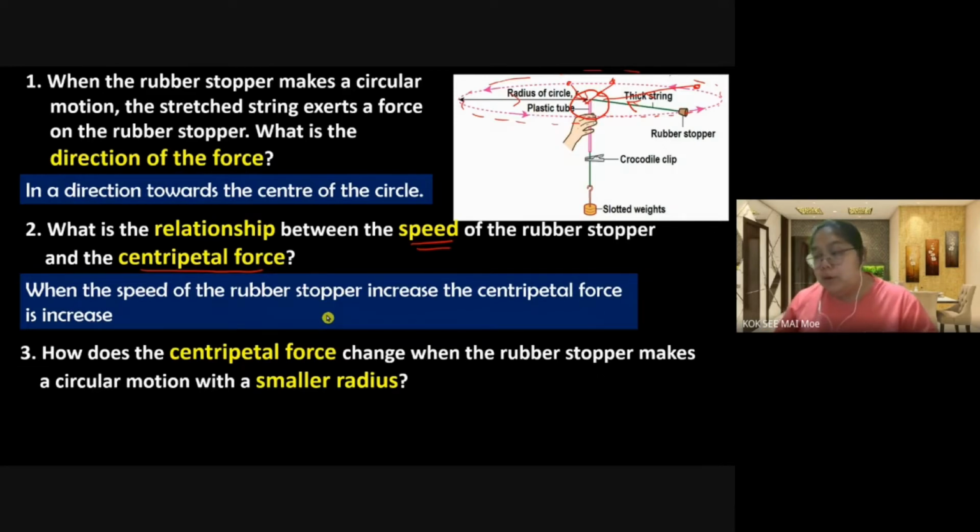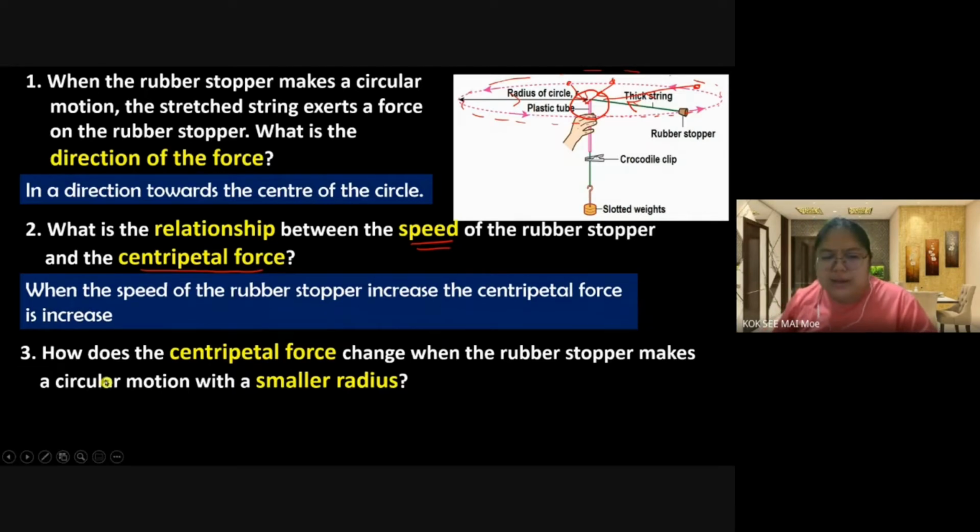Okay, because you need to hold it more tightly to prevent it from falling down, right? So when it's at a fast speed, you need to hold very strongly. So this is the centripetal force that keeps the rubber stopper moving, the tension going to the center.